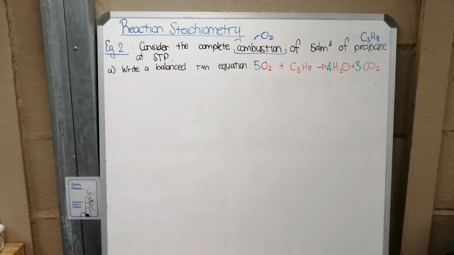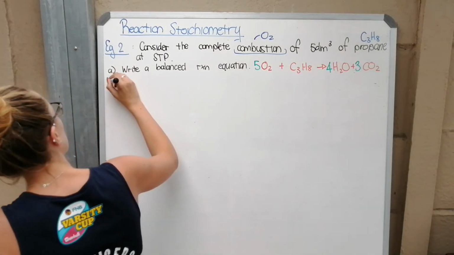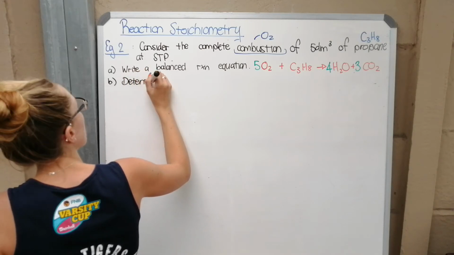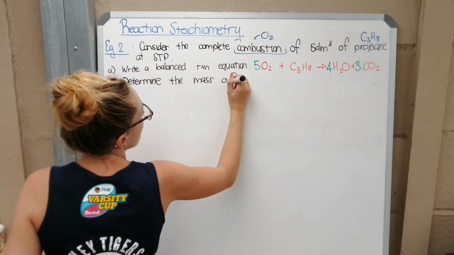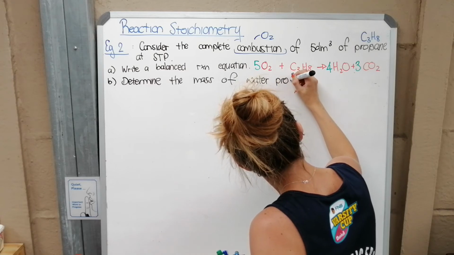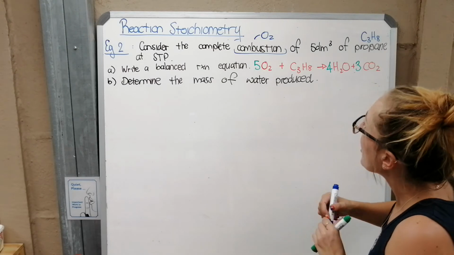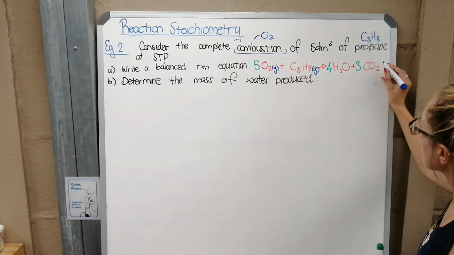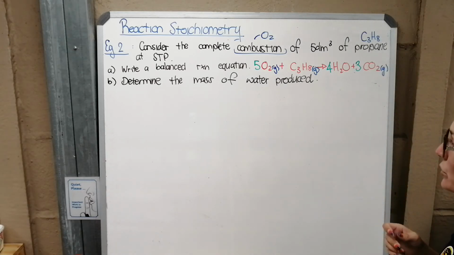Okay, so done question A, we've written a balanced reaction equation. Okay, question B. We are going to determine the mass of water produced. Oh, oopsie, sorry, I've left something out of our equation. Oxygen gas, eh? And propane is also a gas, and our carbon dioxide will be a gas. Okay, so determine the mass of water produced.